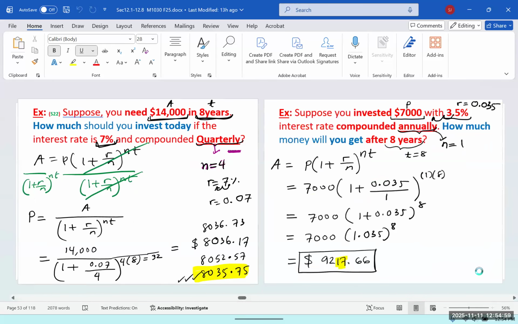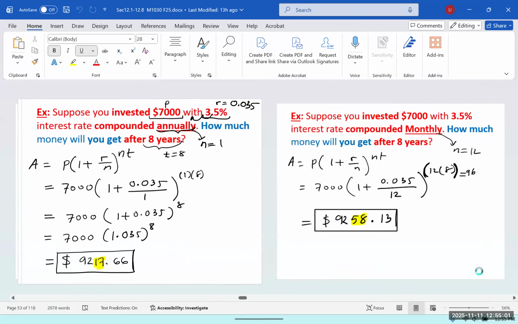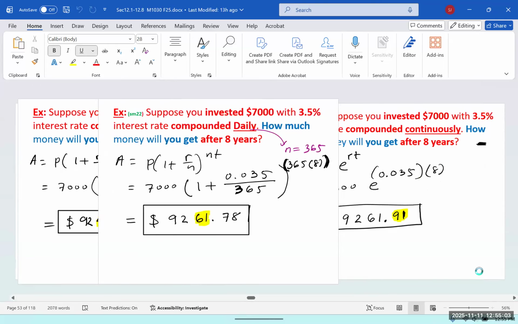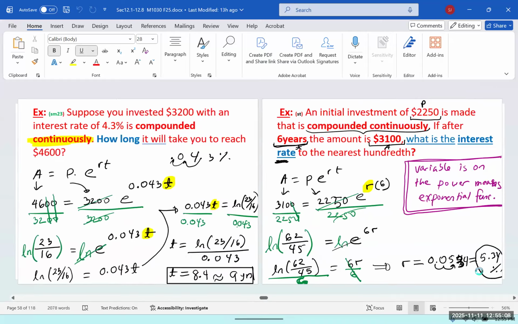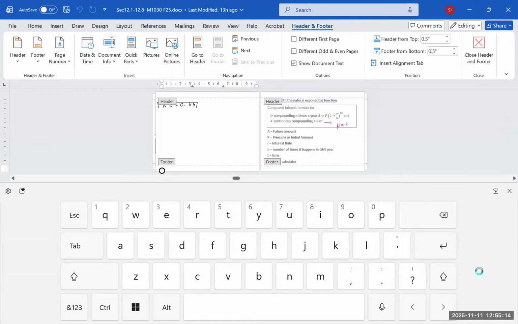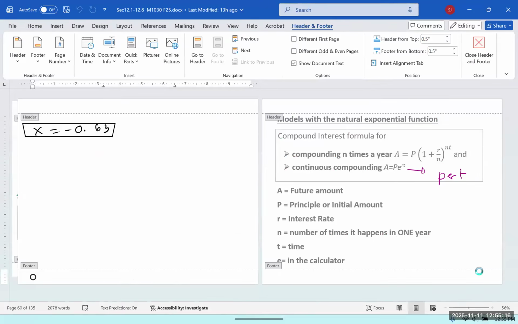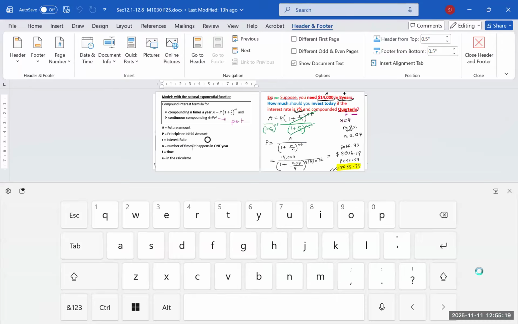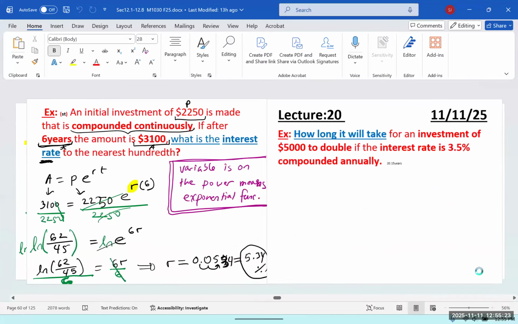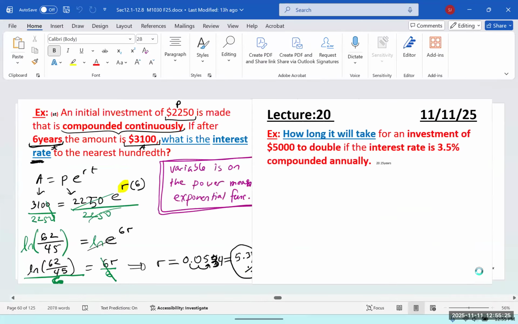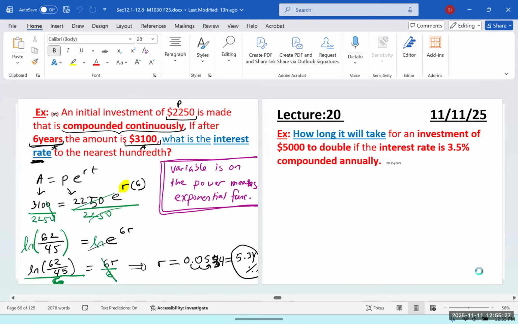And then we did several examples, and we realized if you want to get the most money after investing, you should always use continuous compounding instead of compounding annually or daily. Compounding continuously will give you the most money. So today we're going to do one example, and then we are going to do exponential growth and decay on top of 12.4.